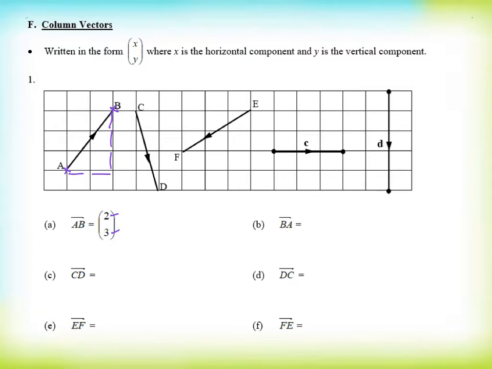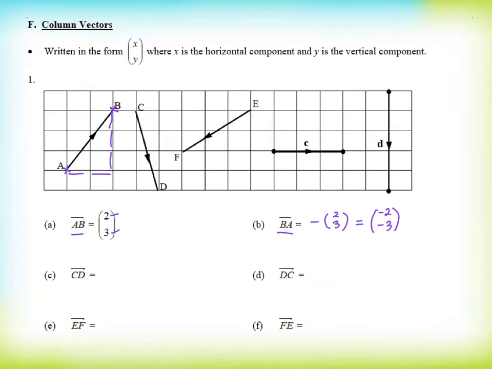In this case, what will be BA? If it's BA, AB and BA are the same vectors, but in the opposite direction. So recall that if I have an opposite direction, it will be the negative of (2, 3), which means I will get the column vector (-2, -3).